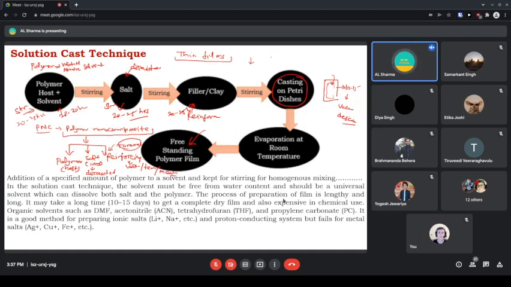So what is going to happen? You take a flat surface petri dish and pour this solution over it, ensuring how much solution you put so that it spreads uniformly over the whole surface. Once it is uniformly spread, the thickness is controlled automatically, because the viscosity is low, so it completely covers the surface.